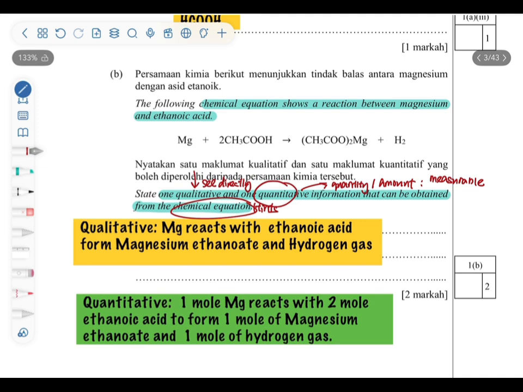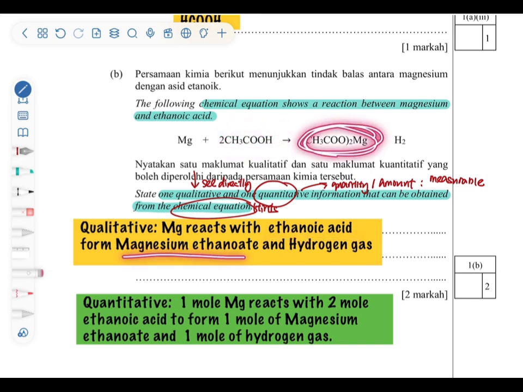So the first qualitative information would be that magnesium reacts with ethanoic acid to form magnesium ethanoate and hydrogen gas.